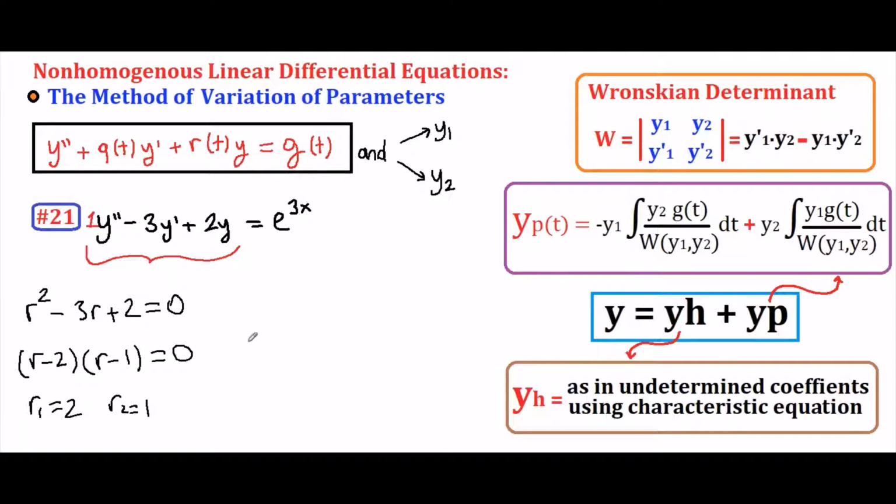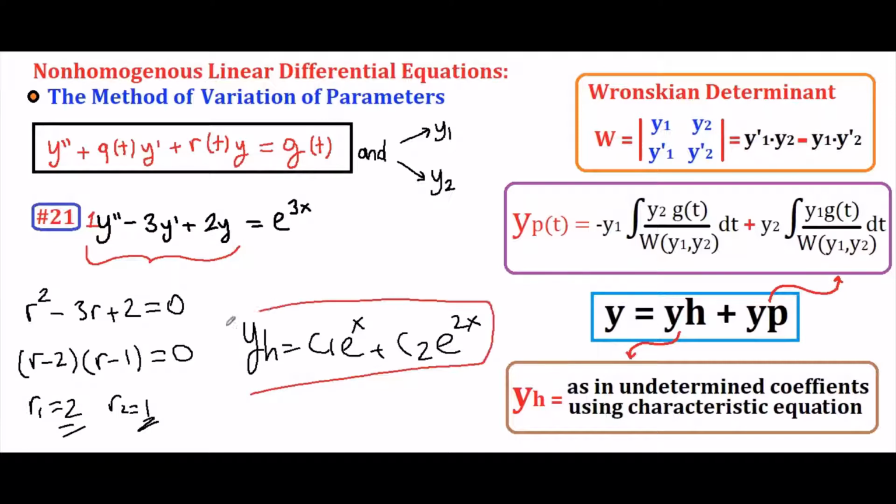Now we can write our y homogeneous part. Y homogeneous is, this is 2 real roots, so c1 e to the x from here plus c2 e to the 2x from here. And in this y homogeneous part, e to the x is our y1 and e to the 2x is our y2. So we labeled our y1 and y2 so we can find our Wronskian determinant.